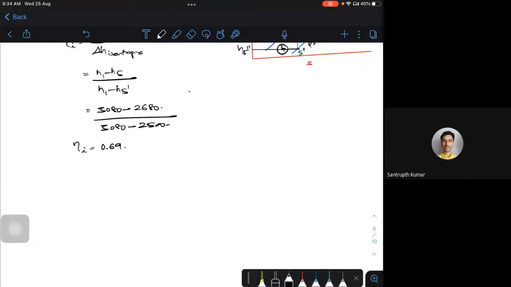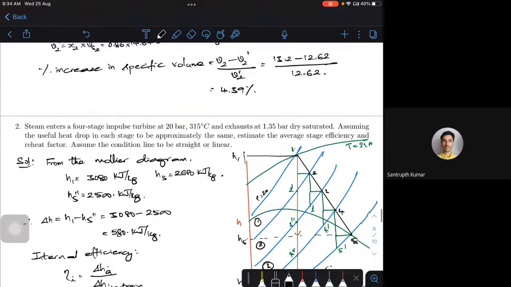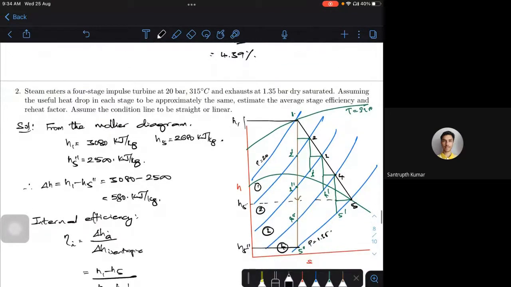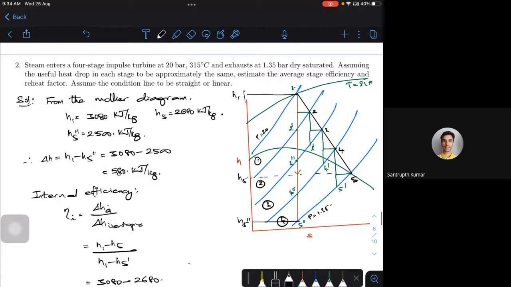If you go back, we try to build a relationship between your internal efficiency and your stage efficiency based on your reheat factor. So now, they are given to estimate the average stage efficiency and the reheat factor. See the reheat factor I have been telling you. In the first class I was telling you that a reheat factor is between your dry steam or dry saturated steam and your superheated steam.